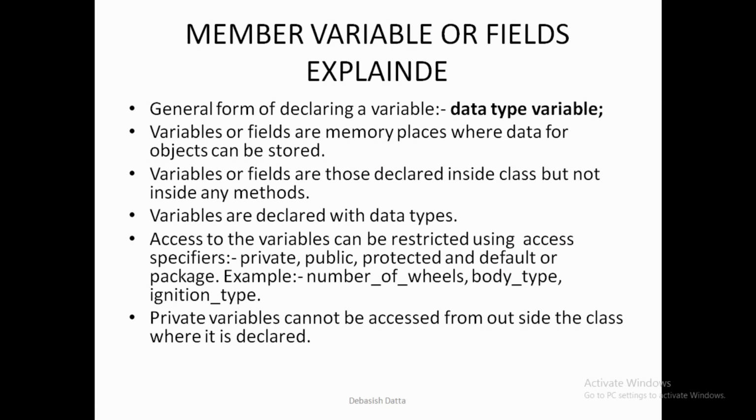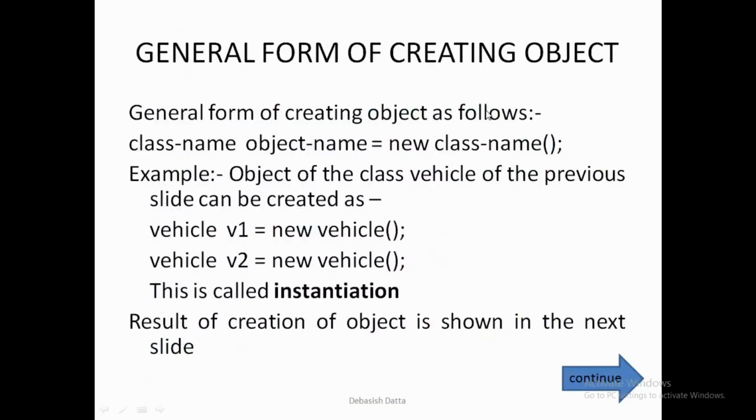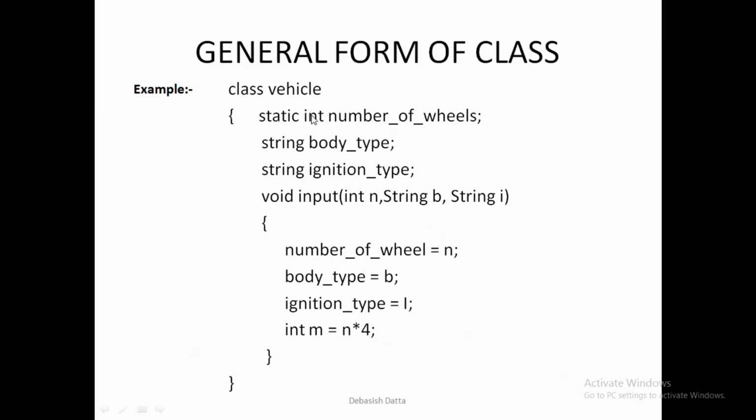Here are a few points about member variables or fields of a class. As you can see, a variable should be declared like this: variable preceded with data type. As you can see from this vehicle class, the member variables are preceded with their data type. The number of wheels is preceded with its data type int. The body type member variable is preceded with its data type string. The ignition type member variable is preceded with its data type string.